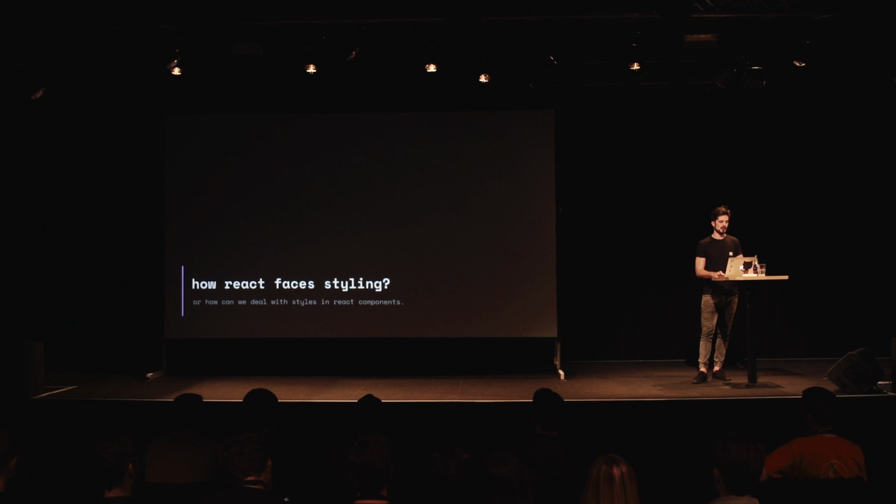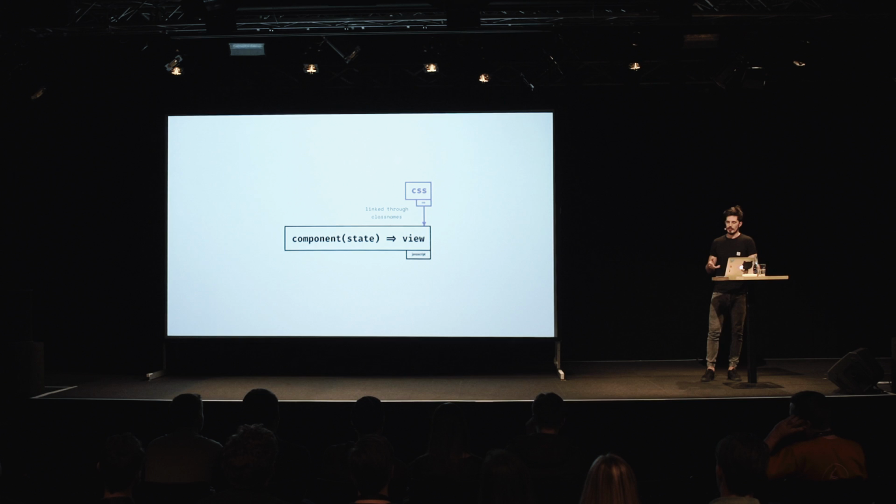But first, let's think about how React faces styling, or how you usually deal with styles in React components. We were taught that in React, the component can be considered a function of the state. You have this function, you pass in a state, and you render a view. And that's going to happen in JavaScript. We used to have HTML, CSS, and JavaScript separated, but then suddenly we forgot about HTML. The HTML is going to be generated by React, so we can just forget about it and just write JavaScript. But what about CSS? CSS is not a first-class citizen in React.